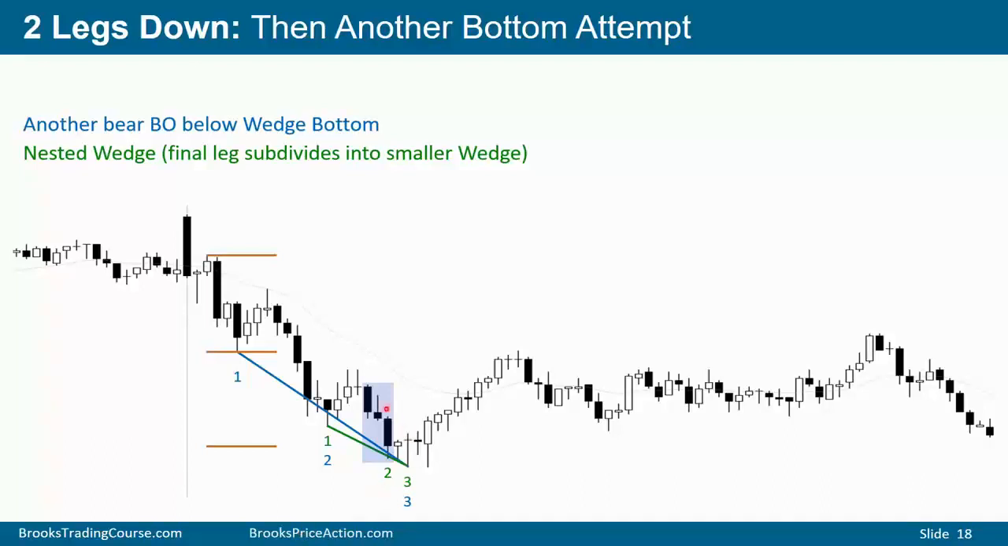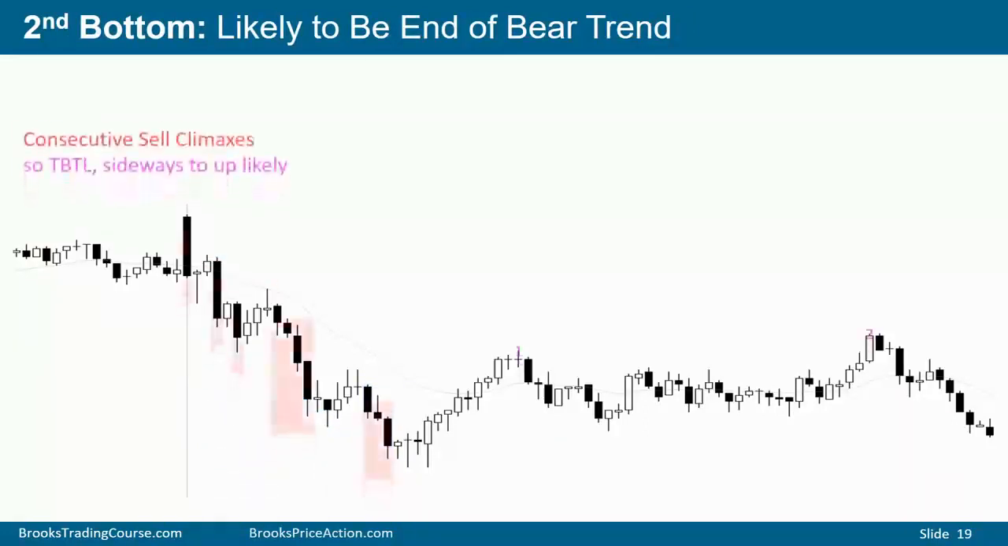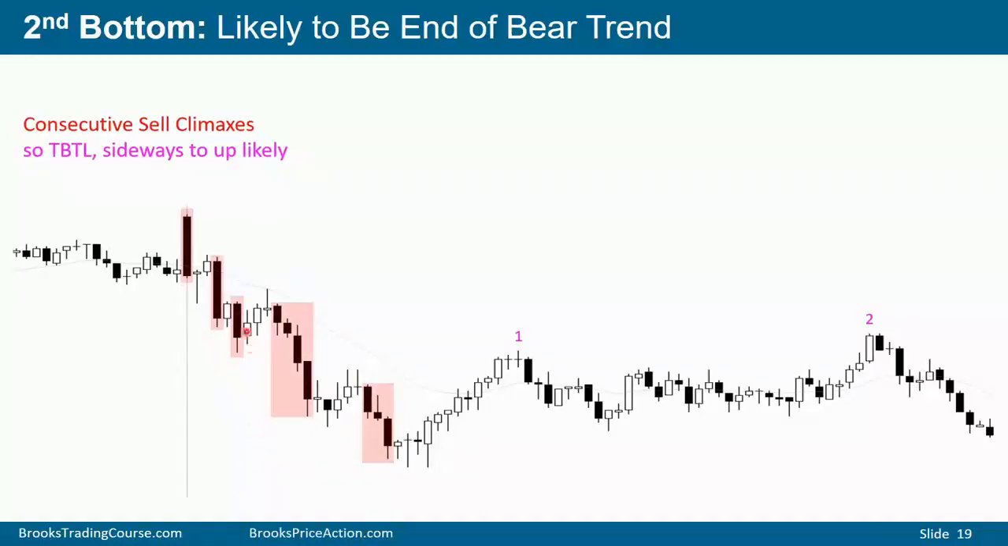You can call it a nested wedge. We have a smaller wedge here inside of a bigger wedge here. That's a higher probability reversal. And a second parabolic wedge bottom, a very tight channel wedge, and it fell below the measured move target. We have a series of sell climaxes here, here, here, a 4-bar sell climax here, 3-bar sell climax here. The market probably is going to get exhausted, and the market then will probably have to go sideways for 10, 20, or 30 bars. 10 bars, 2 legs, TBTL, sideways to up is likely.